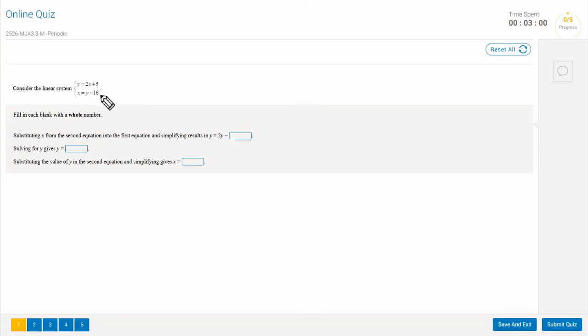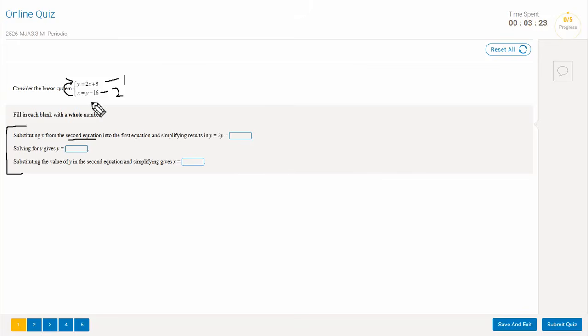Whenever you choose which equation to substitute where, first of all, continue with reading the questions. Don't be in a hurry. What they are saying here is substituting x from the second equation, let's number them, into the first equation. Substituting the second equation into the first equation and simplifying results in y is equal to y minus box. Okay, so let's do that.